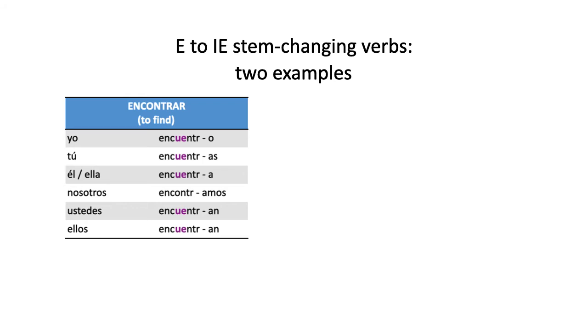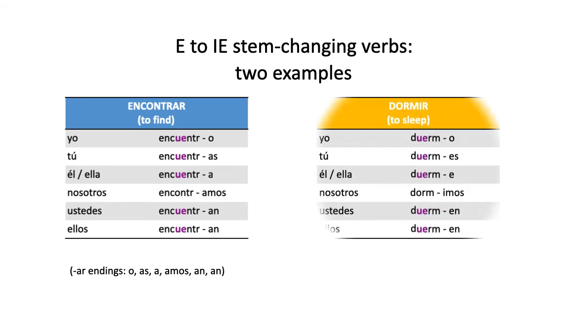And how did I get these endings? O, as, a, amos, an. Well, they are your standard ar endings, right? Because encontrar is an ar verb. Let's look at another example.